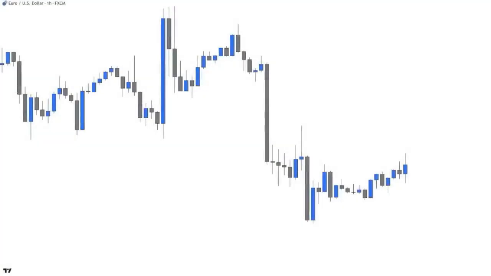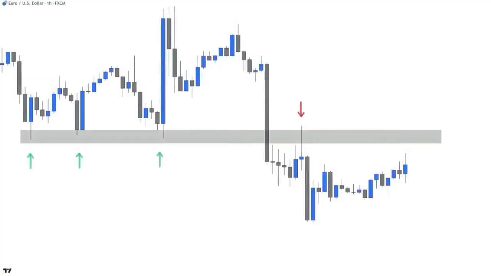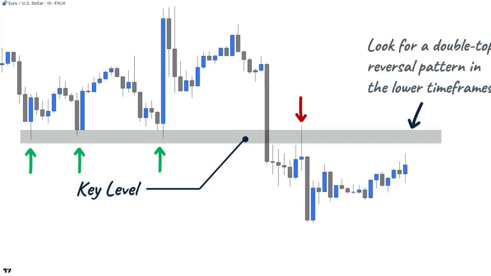Here on the Euro-Dollar 1 hour chart, we have a major level of market structure that has recently acted as support and resistance multiple times. Now I would like to see the market enter the supply area. Then we will look for a double top reversal pattern to enter a short position. Now let's zoom into the 5 minutes.